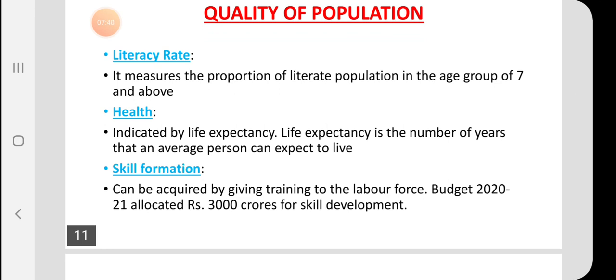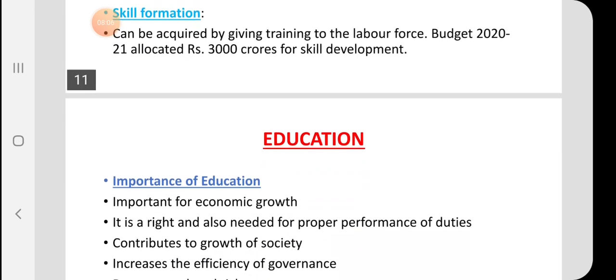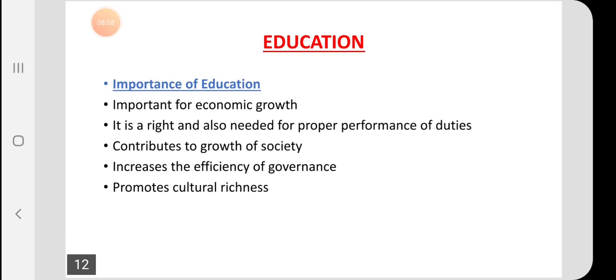Skill formation, remember, can be acquired by giving training to the labor force. Remember, the labor force is within the age group of 15 to 59 years in India. Now, skill formation is very important. Budget 2020-21 allocated rupees 3,000 crores for skill development in India. So for the purpose of skill development, the government has already allocated 3,000 crores of rupees.